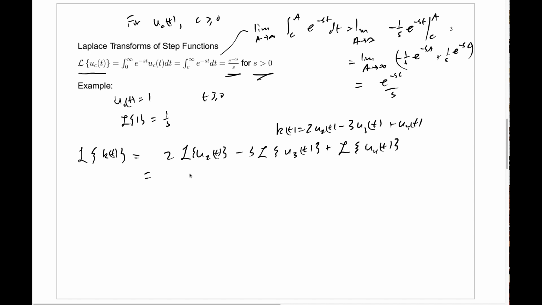And by this simple formula, this is just 2 e to the minus 2s over s minus 3 e to the minus 3s over s. Then we have plus e to the minus 4s over s, which you can easily simplify, so I won't bother doing it here. So computing Laplace transforms of any step function really becomes a rather simple matter once you know the Laplace transform of the basic standard step functions.